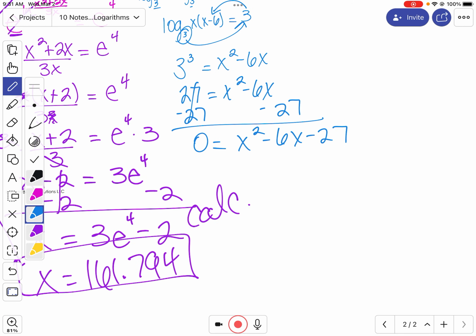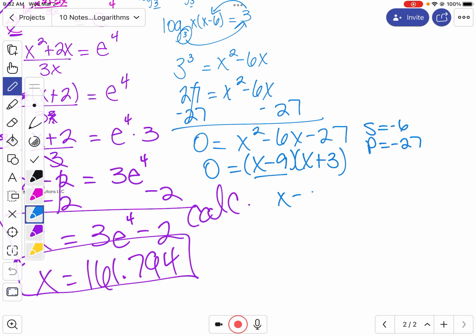And you can use whatever method you want to solve this quadratic equation: quadratic formula, factor it, plug it in the calculator, find your x-intercepts. So either way, I'm just going to factor it. So sum is -6, product is -27. So that would be -9 and 3. Once you have factored it completely, to solve it, remember you're setting each one equal to 0. So x would be 9 on that one. And x would be -3.